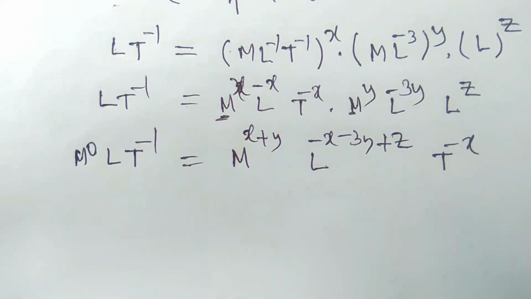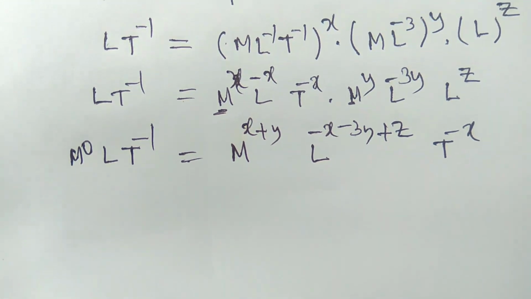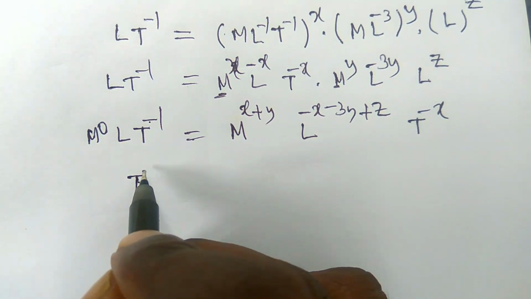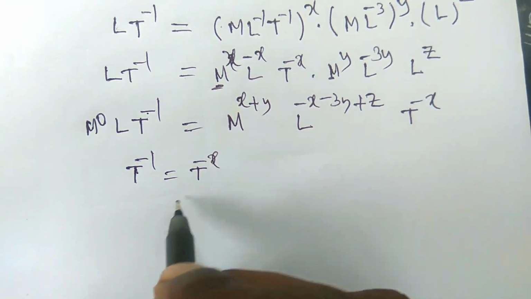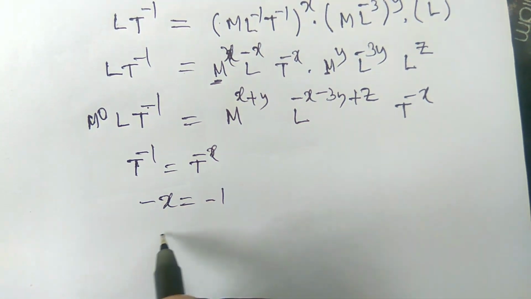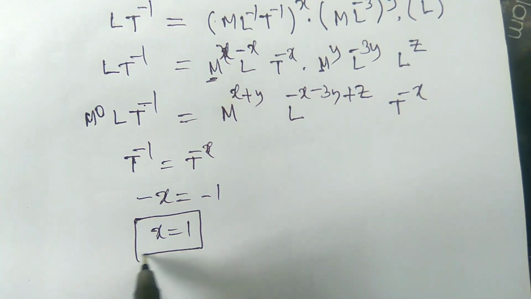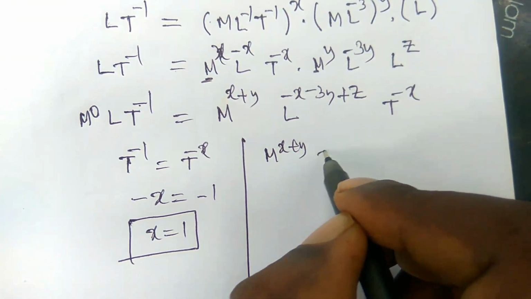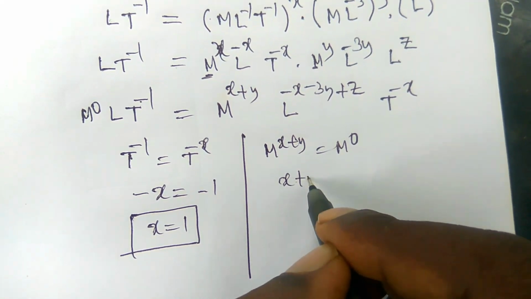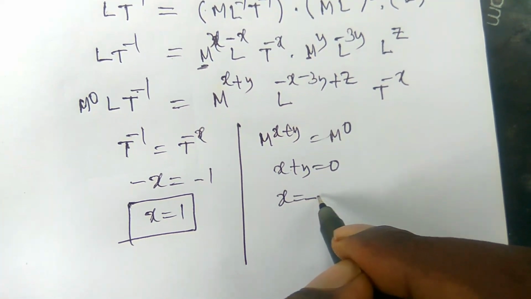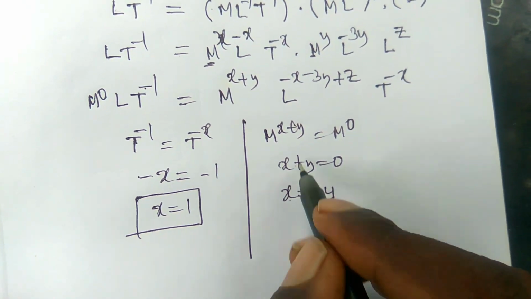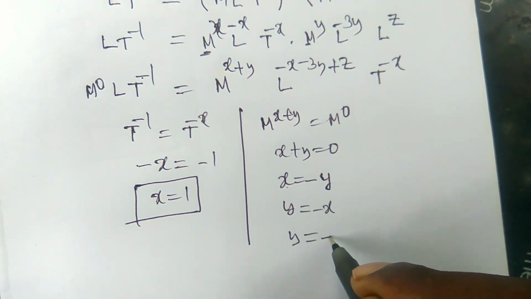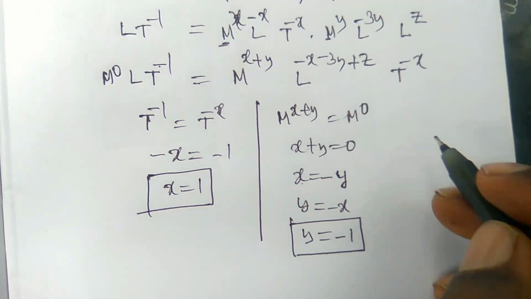So now, comparing both sides, we can get the x, y, z values. So here T power minus x, T power minus 1. So T power minus 1 is equal to T power minus x, so minus x is equal to minus 1, where x is equal to 1. We got the value of x is equal to 1. So therefore M power x plus y is equal to M power 0. So x plus y is equal to 0, x is equal to minus y. Or y is equal to minus x. So y is equal to minus 1.